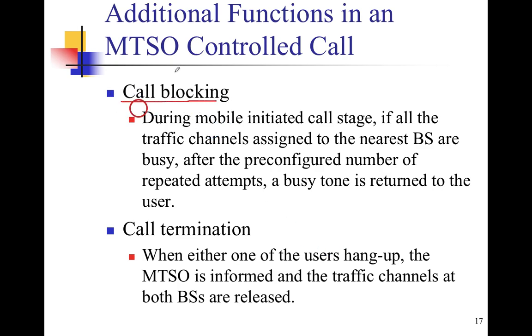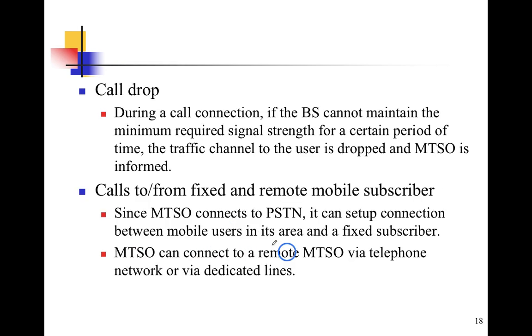This is what controls that: the MTSO. Call termination is also one of the functions of the MTSO. When either one of the users hangs up, the MTSO is informed, and the traffic channels at both base stations are released. So when you establish a communication and one of your partners hangs up, all the communication is released by the MTSO. This is what is called call termination.